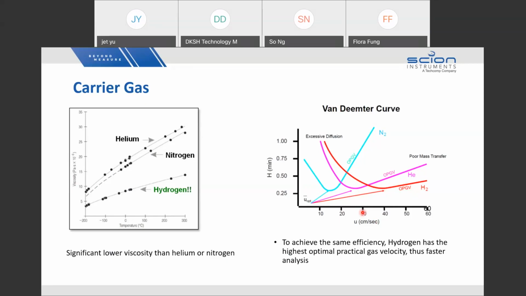So you think about the GC, you have to change the column and carrier gas. If your lab is allowed to use hydrogen, then probably you need to have the GC set up with hydrogen gas. If you have multiple GCs, maybe one GC with hydrogen, another GC with nitrogen, another GC maybe with helium, depending on the needs of the applications. All right, so these are the guidelines.